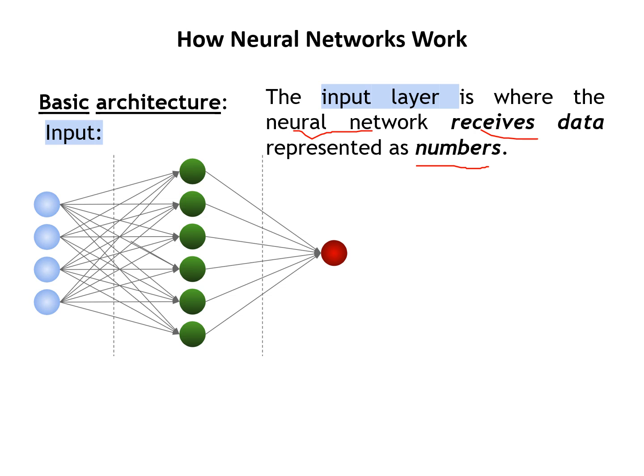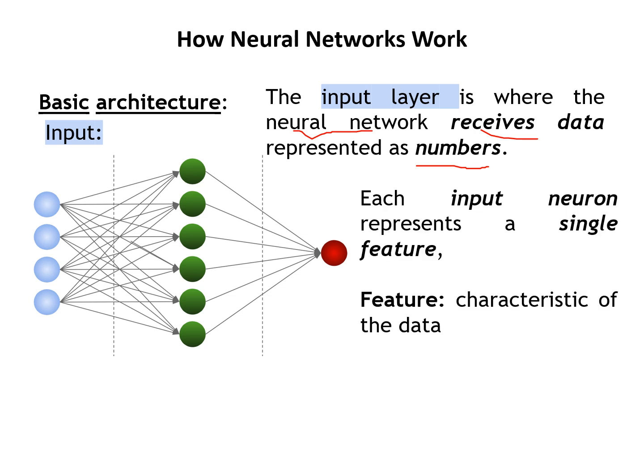We talked last time about the perfect donut. So you can have how much sugar should be in a donut, and you can represent that in grams of sugar. The important thing is that here everything should be represented with numbers. Remember, each input represents a single feature, and a feature is a characteristic of the data.